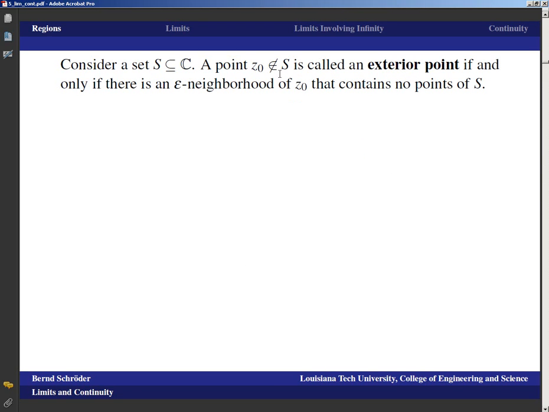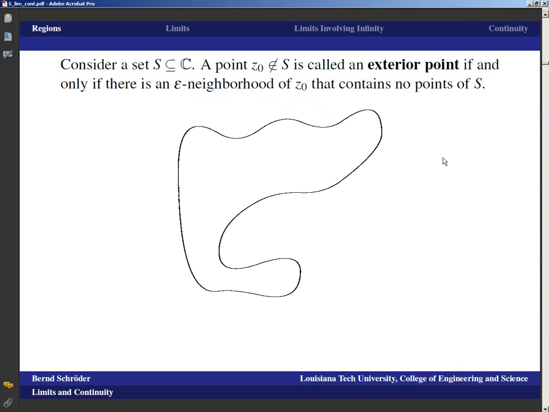Now, a point that is not in S is called an exterior point if and only if there is an epsilon neighborhood of the point that contains no points of S. And so that basically means, with the same generic picture, we would take a point that is exterior, and we call that thing z0, and we have a small circle around that point that doesn't intersect with the domain at all. Now you might think, well, okay, so an interior point and an exterior point, that's all there is.